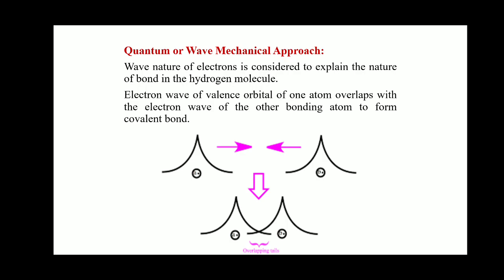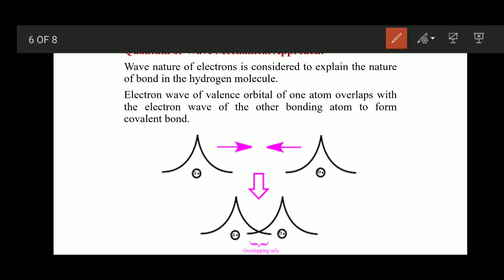Next, after this, the quantum and wave mechanical approach came, in which the wave nature of the electron is considered to explain the nature of the bond in the hydrogen molecule. The electron wave of the valence bond orbital of one atom overlaps with the electron wave of the other bonding atom to form a covalent bond. See, this is the wave, representing that the electron has a wave-like character.